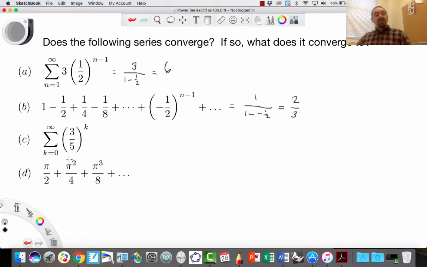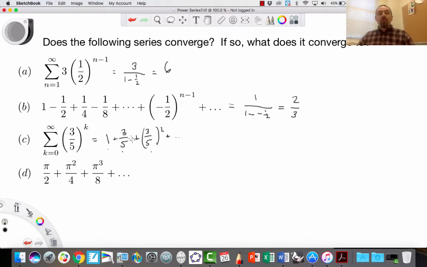Okay, this third one here. Notice the index is running from 0 to infinity now. So we just have to think about how we apply the theorem that we had before to this. We have r. r is definitely less than 1 in absolute value, so this should converge. The first term will be 1, because anything to the 0th power is 1. The second term will be 3/5. The third term will be 3/5 squared, and so on. Or actually, I should really say the 0th term, the first term, the second term, and so on.